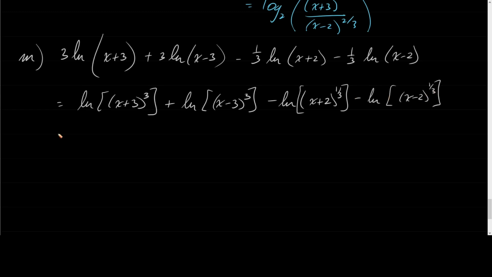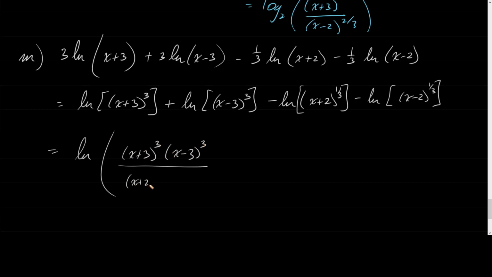Then I'm going to say, well, anything that's an addition is going to become the numerator. Anything that's a subtraction goes in the denominator. So I'm going to have ln of (x plus 3) cubed times (x minus 3) cubed over (x plus 2) to the 1/3 times (x minus 2) to the 1/3. All right, because everything that was adding or positive is in the numerator. Anything that's being subtracted or negative is in the denominator.